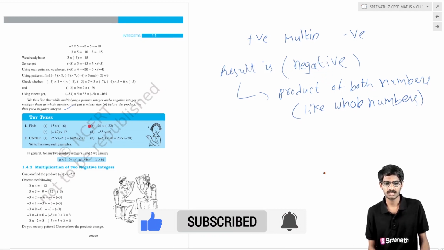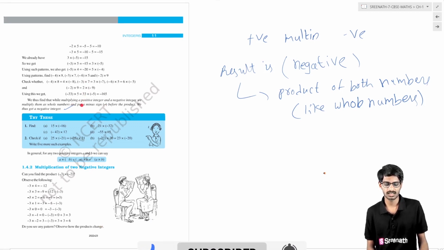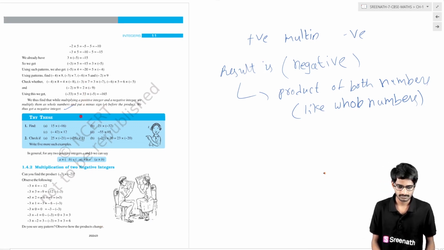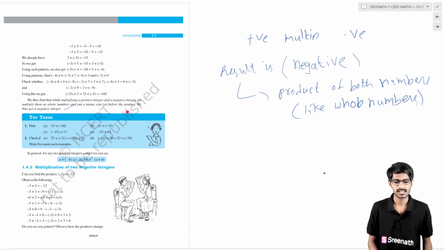By observing all this, we are getting that conclusion: a negative sign appears before the product. In general, for any two positive integers a and b, we can say a into minus b is equal to minus a into b, which is equal to minus of a cross b. So the minus symbol stays there.